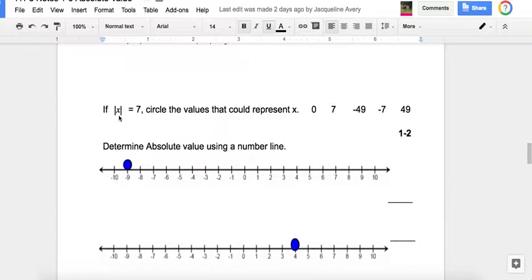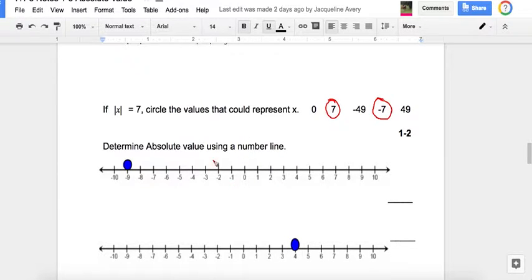And it says, if the absolute value of x equals 7, circle all the values that could represent x. Which means, if we put all these numbers in for x here, so took out the x and put the number, which ones would have an answer of 7? And remember, absolute value is the distance from 0. So which of these would be 7 away from 0? Hopefully you said positive 7 and negative 7. Remember, an integer and its opposite will have the same absolute value.